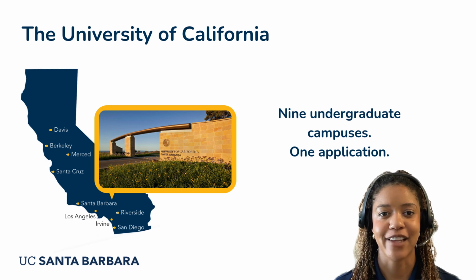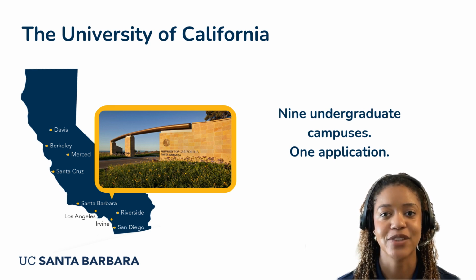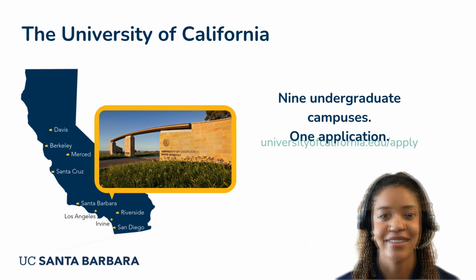The University of California is comprised of 10 incredible campuses, with 9 of these campuses being undergraduate-focused universities. The UC's 9 undergraduate campuses are located throughout the state of California, with each campus offering its own unique qualities. From north to south, these campuses are Davis, Berkeley, Merced, Santa Cruz, Santa Barbara, Los Angeles, Riverside, Irvine, and San Diego. We are confident that you'll find more than one campus that fits your interests and needs.